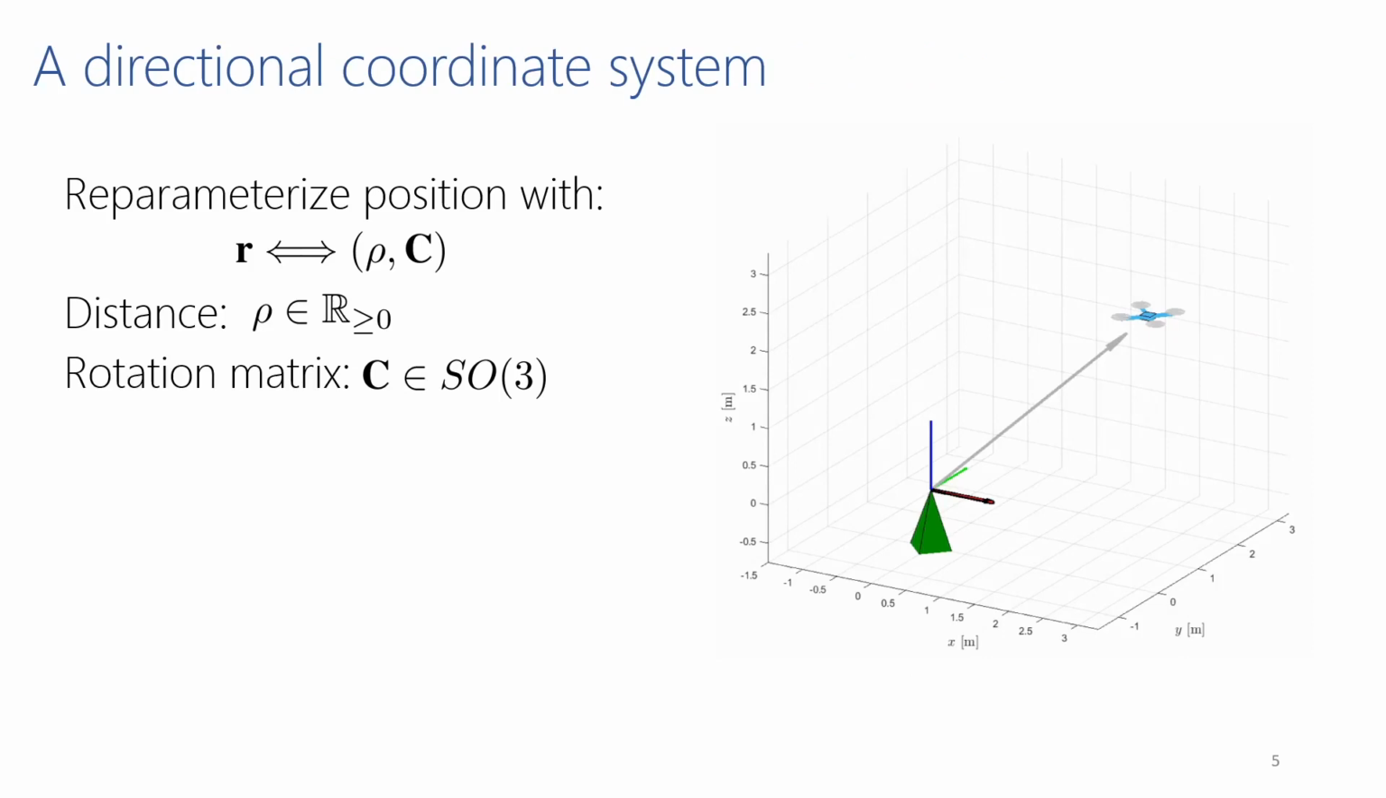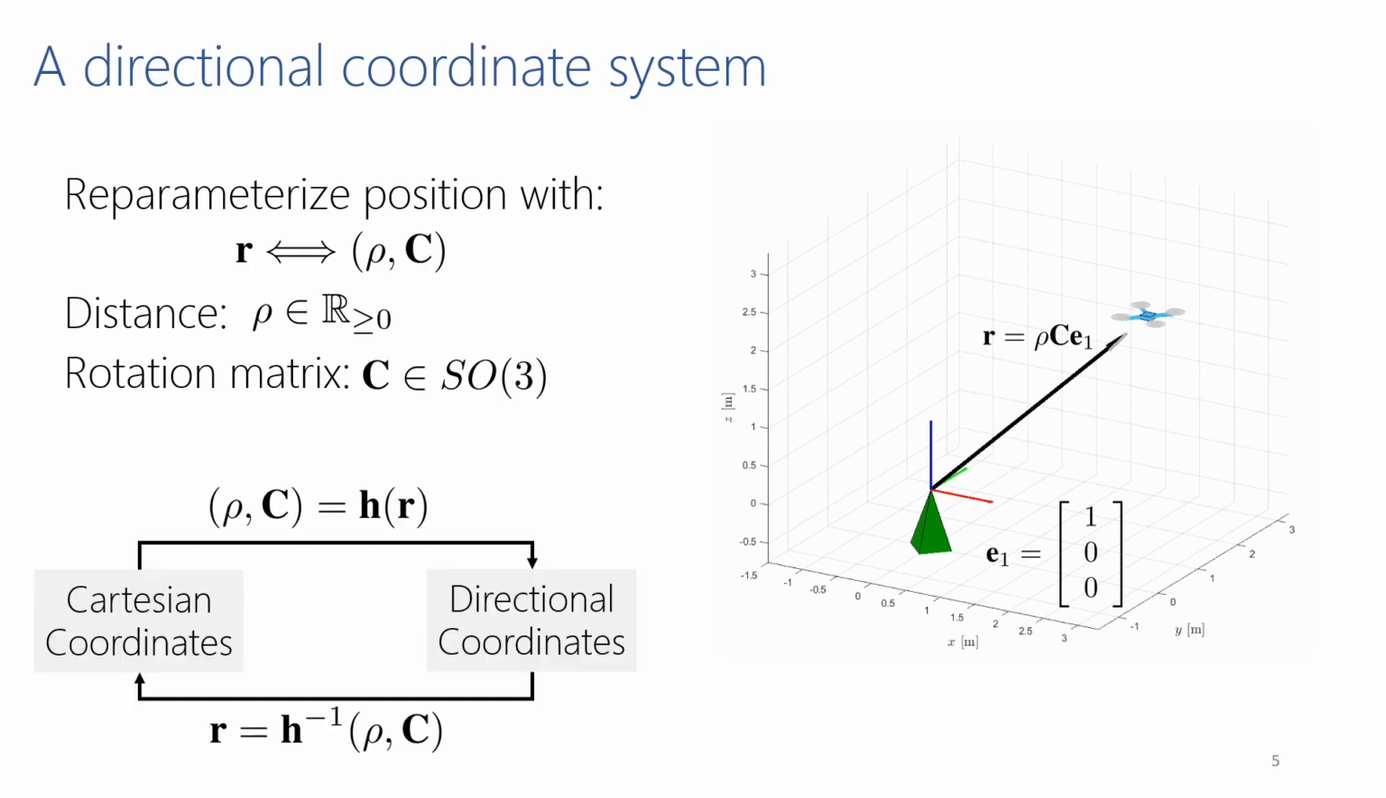Our approach is to reparameterize position by a new coordinate system, consisting of a range/distance, as well as the rotation matrix C. The rotation matrix rotates the unit direction vector along the x-axis to create a direction vector collinear to the position vector, whereas the distance scales the direction vector until it has the same length as the position vector.